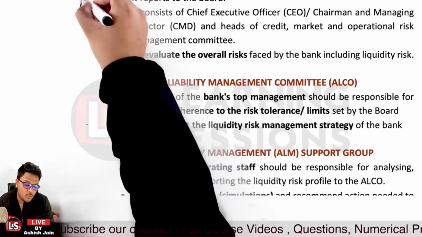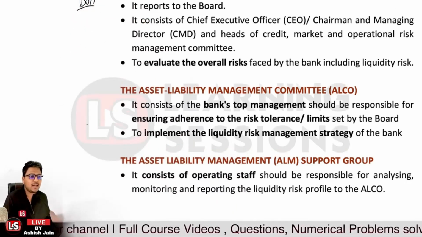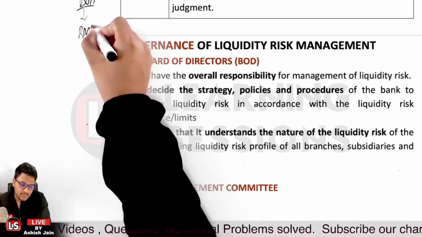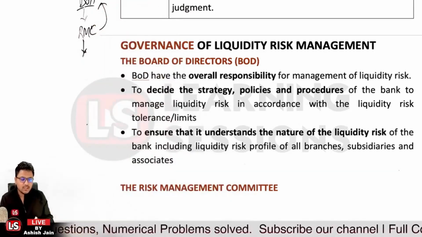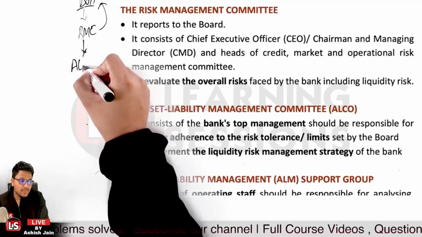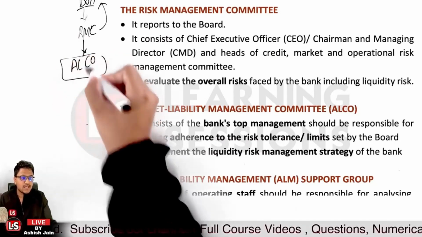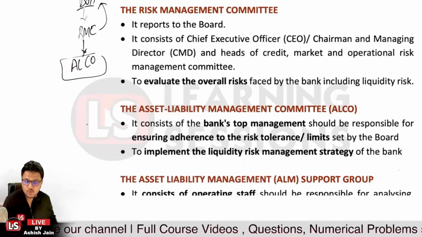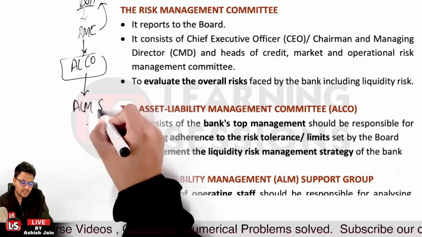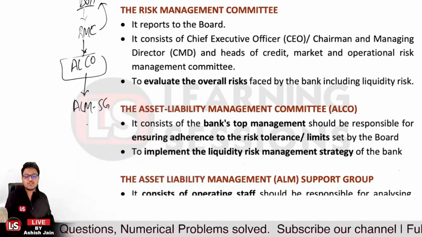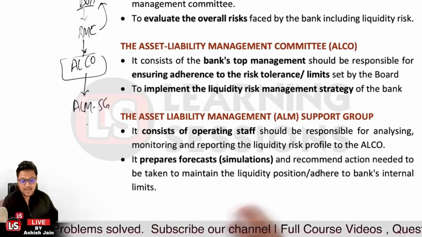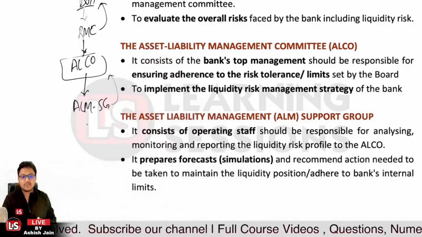So first of all, we have the board of directors, and after that we have the risk management committee, which reports to the board of directors. And then we have the ALCO, the asset liability management committee. This ALCO will ensure that we are adhering to the rules, regulations, tolerance limits, etc. And further, we have the ALM support group, consisting of the operational staff, which is responsible for analyzing, reporting, and monitoring the liquidity risk profile to the ALCO. They will be reporting to ALCO.